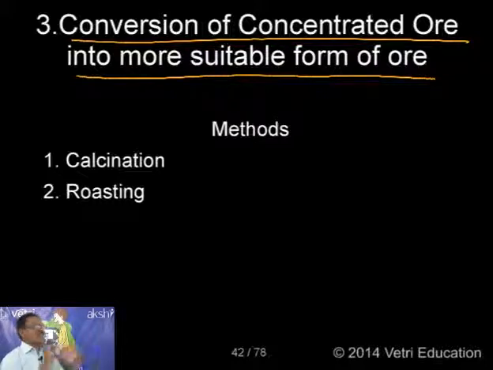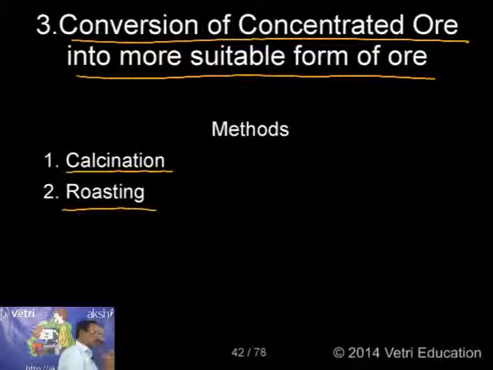So what happens after concentration, after getting the suitable concentrated ore? We have to convert it into a more suitable form from which we can extract profitably the metal or non-metal we are interested in. Under this there are two methods available: one is calcination, another is roasting. These are the two important methods I have to discuss under this step 3.